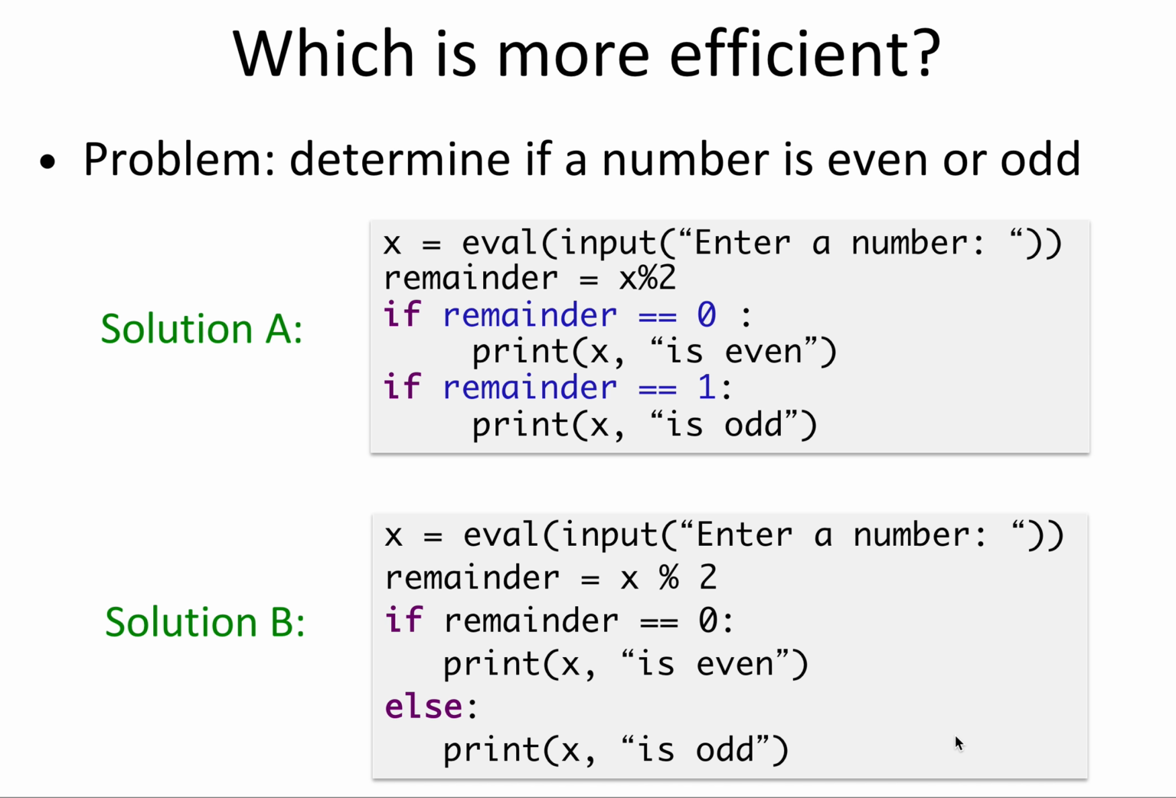So my question to you is this: which one is more efficient? Take a moment and think about it. If you said solution B is more efficient, you would be right. Now why? Well, if we look at solution A, we are comparing 2 things. Remainder equals 0 and the remainder equals 1. But we don't have to do the second comparison. Once we know that the remainder is 0 or is not 0, if this is false, we immediately know, as in solution B, that it's an odd number. So we can save ourselves a little bit of time by not doing the second comparison.